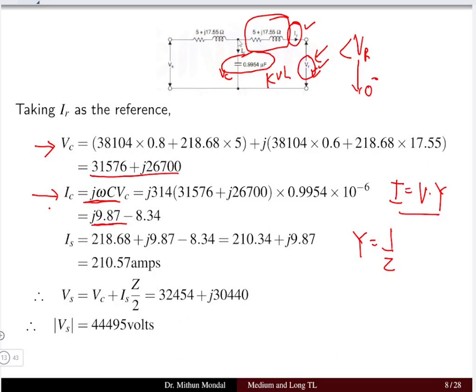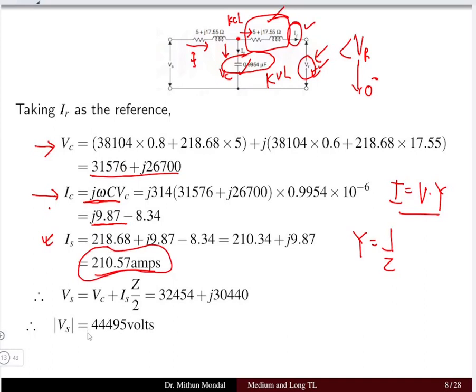Now we can apply the KCL at this particular node. The sending end current is coming from here and then it is distributing into the capacitive current and the receiving end current. So we will be getting the sending end current, which is 210.57 amps, because we have the capacitive current and the receiving current that we have already calculated. So we have got the sending end current.